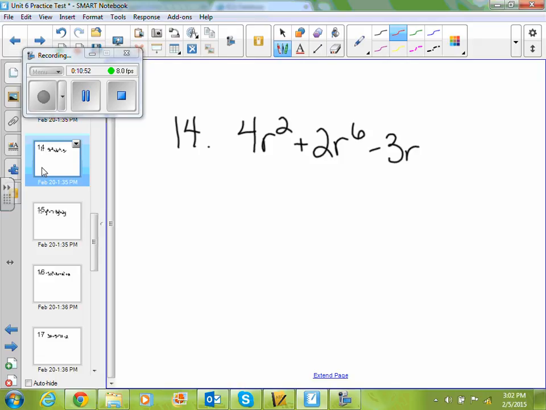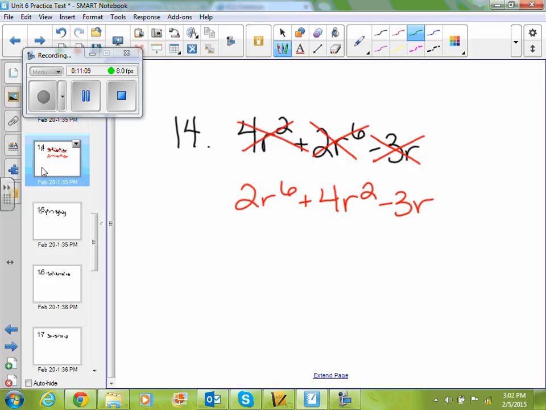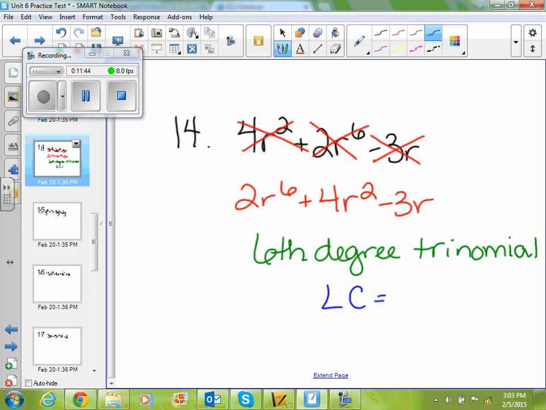Okay, what's my biggest exponent? 2r to the 6th. What comes next? 4r to the 6th. And what comes last? Negative 3. So now they're in order. Now we need to classify. Looking at our exponent of 6, how do we classify with a degree of 6? Go to your table. 6th degree. How many terms do I have? Three. So how do I classify something with three terms? Trinomial. Can I shorten degree? Yes, you can do that, Connie. And then what's our leading coefficient? Two. Everybody got that? Yes? Okay.